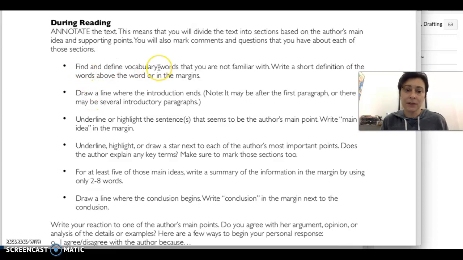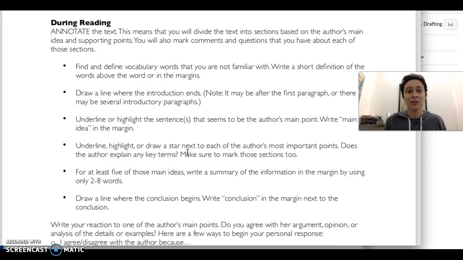One is to find and define vocabulary words that you're not familiar with. This is the number one way to build your vocabulary, is when you find a word that you don't understand, look it up. There's many ways to do it. They suggest you draw a line where the introduction ends, underline or highlight sentences that seem to be the author's main point. You can also underline, highlight, or draw a star next to what you think are the author's main points, or just things that you're interested in.